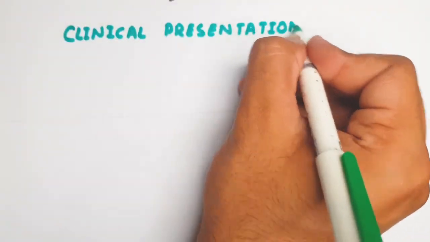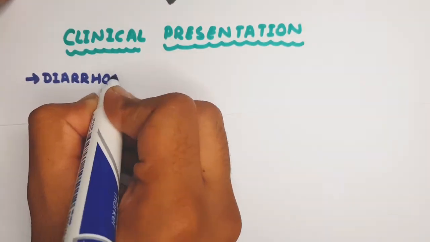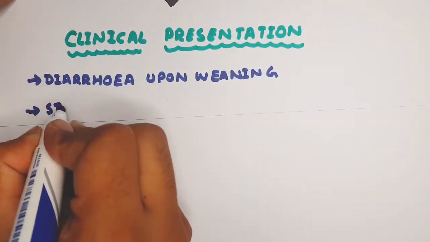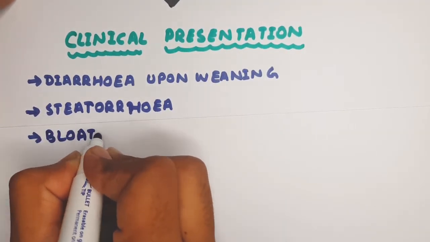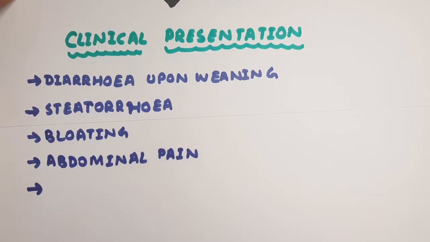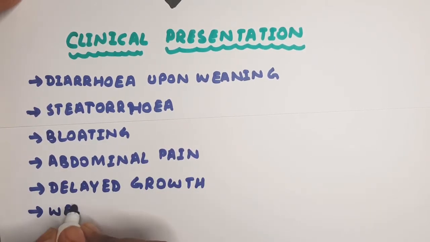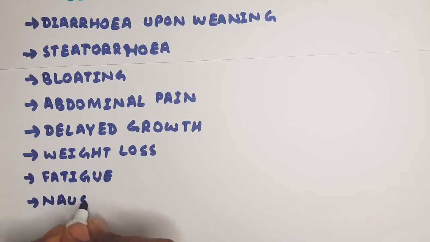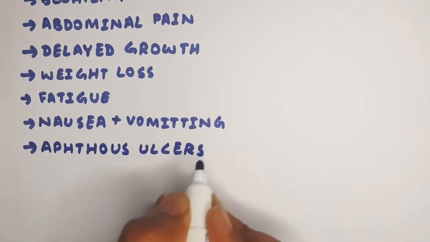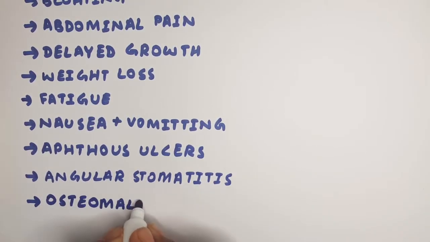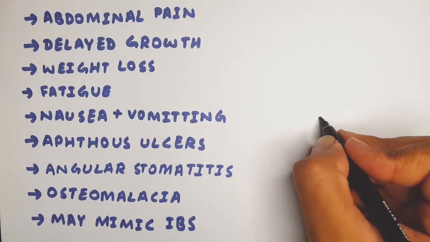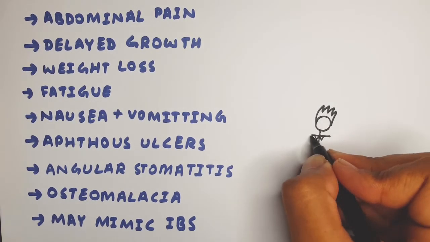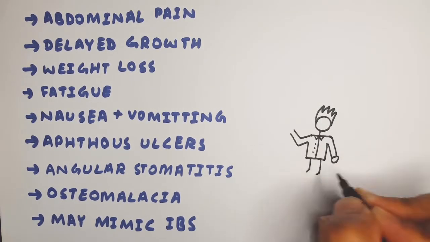The patient will clinically present to you with diarrhea upon weaning in infants, steatorrhea, bloating, abdominal pain. There will be delayed growth, weight loss, and fatigue associated with nausea and vomiting. There may even be aphthous ulcers, angular stomatitis, and later on osteomalacia may also happen due to malabsorption of nutrients like calcium, and all of this may mimic inflammatory bowel syndrome.